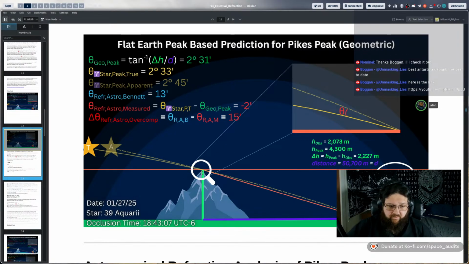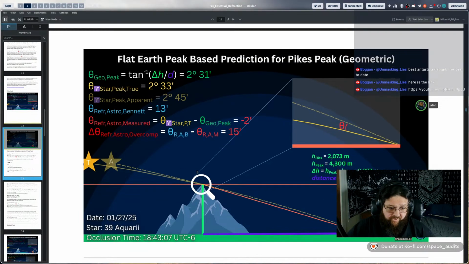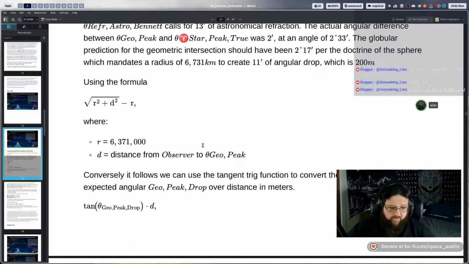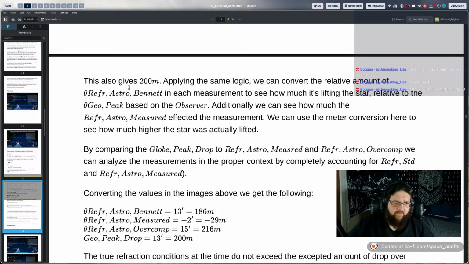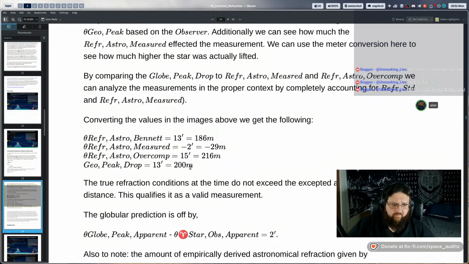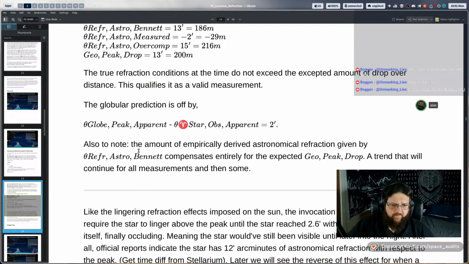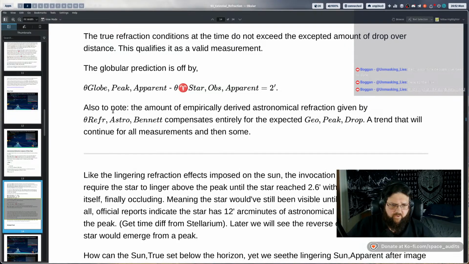They would have to then explain how they somehow have an extra 2 arc minutes of refraction to get over the peak. This creates a multitude of problems for them as we continue. So we went over the numbers. Okay, note that the empirically derived astronomical refraction given by Astronomical Bennett compensates entirely for the expected geometric dropover distance for the peak, a trend that will continue for all measurements and then some.